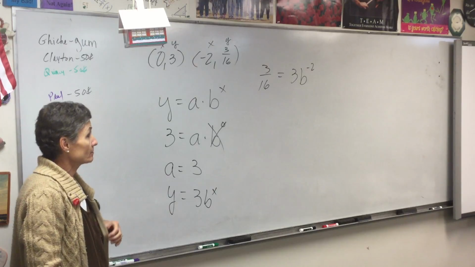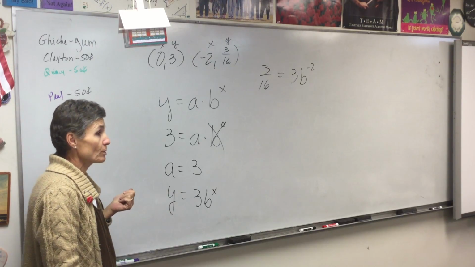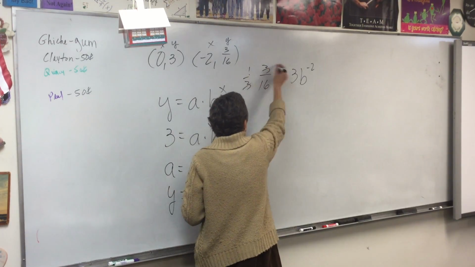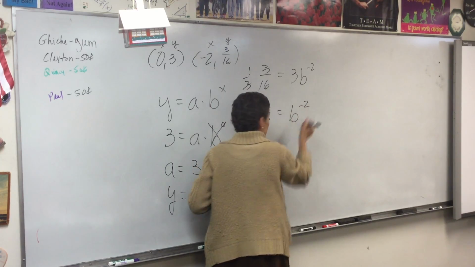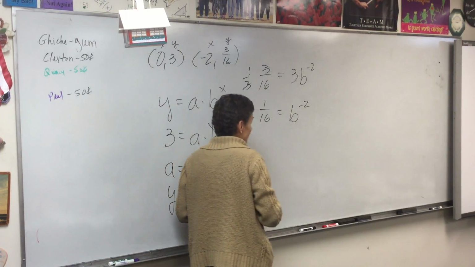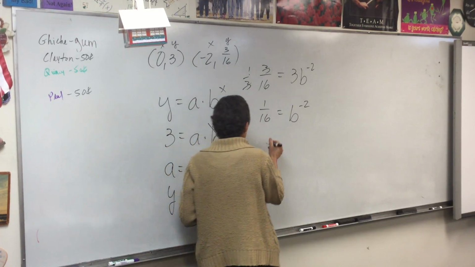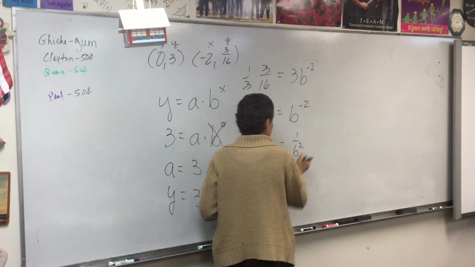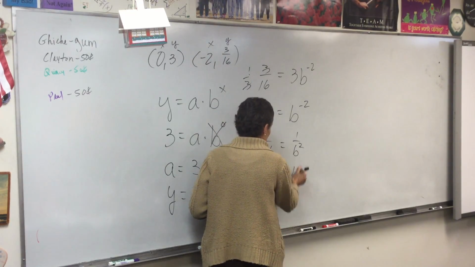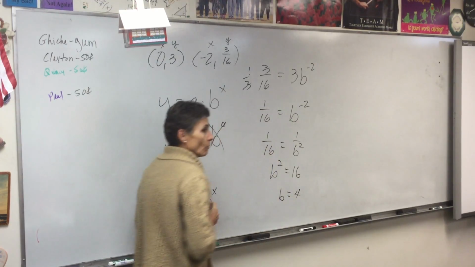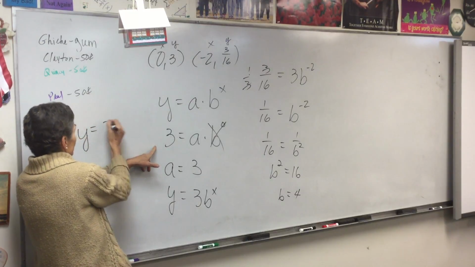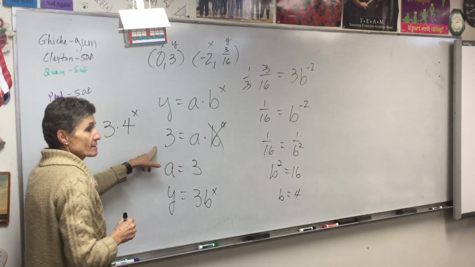To solve that, divide by 3, since it's a fraction, maybe multiply by 1/3. So 1/16 equals B to the negative second. Some of you know what B is going to be from that. You can tell me what B is. If you can't, that's fine. I'm going to write it like this. Cross multiply. And B equals 4. So our answer is Y equals 3 times 4 to the X.